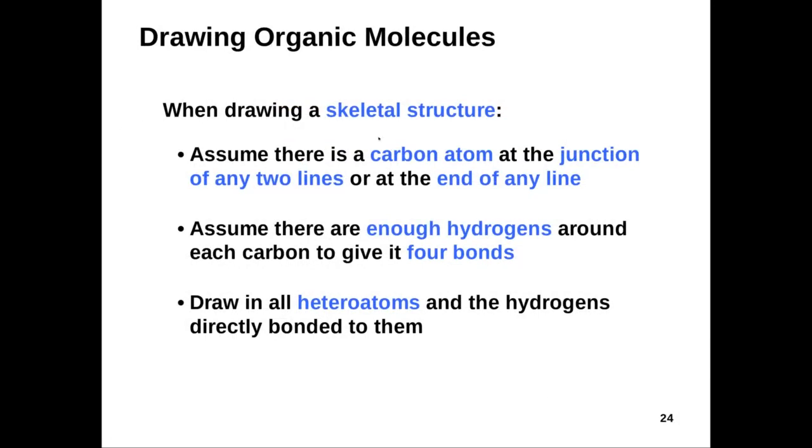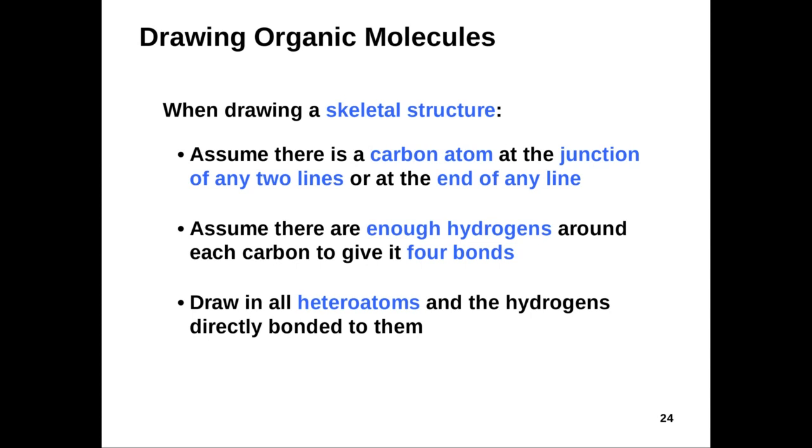With the skeletal structure, we always assume there's a carbon atom at a given junction of any 2 lines together or at the end of any line. We always assume, unless denoted by double bonds or other atoms present, or triple bonds even, that there are enough hydrogens around each carbon to give it 4 bonds.